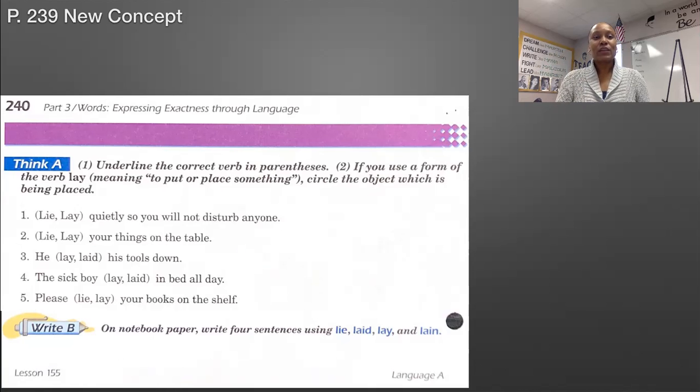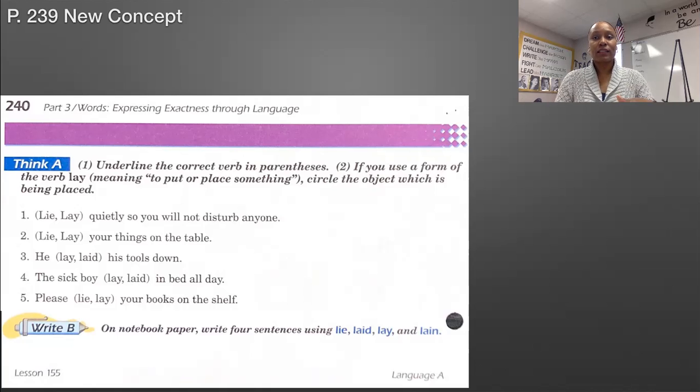All right. So I want you to look at page 240 at this time. Think A is asking you to underline the correct verb in parentheses. And the second thing it's asking you to do is, if you use the form of lay, for instance, you are going to circle the object. All right? So let's look at number 1.